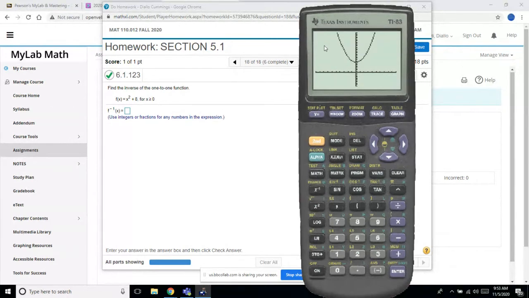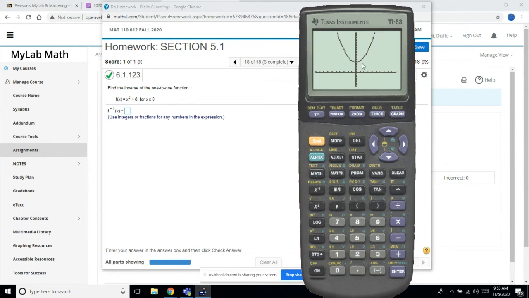And if we were to apply a horizontal line test, it would fail for x squared plus 8. But notice that there is a restriction on the graph. We only want the values of x that are greater than, excuse me, that are greater than or equal to 0.